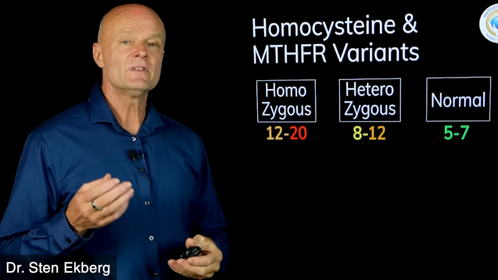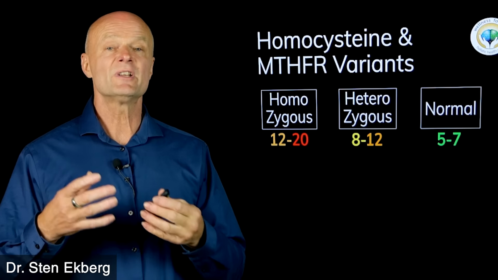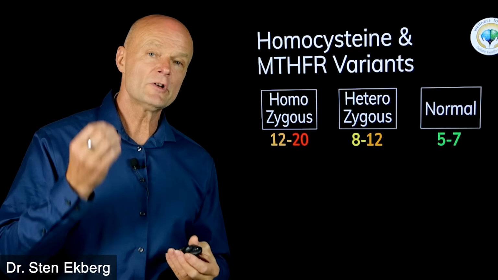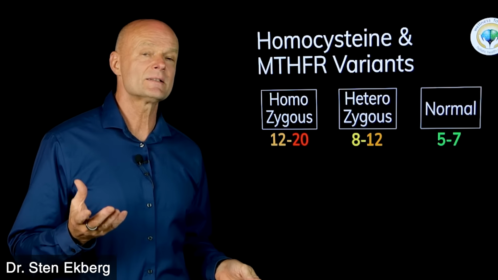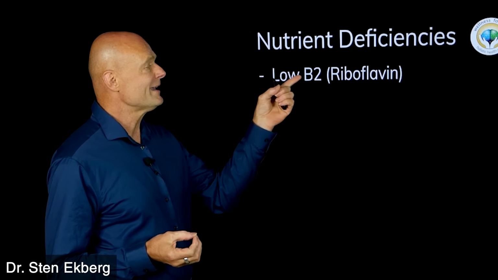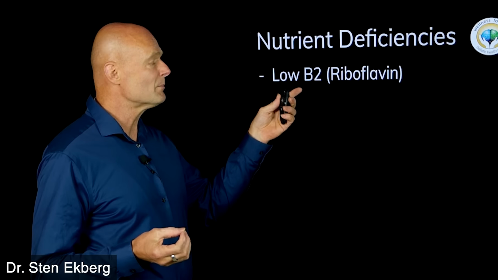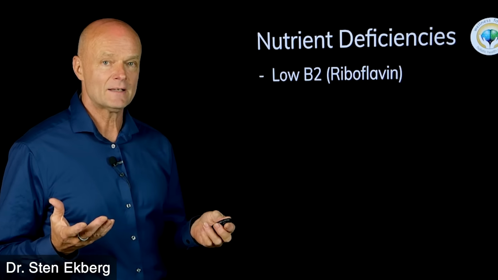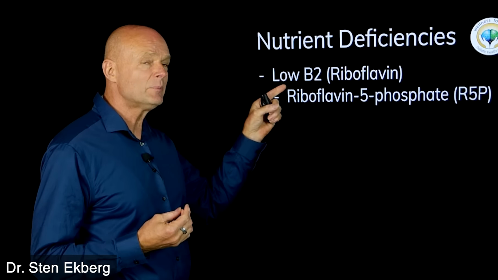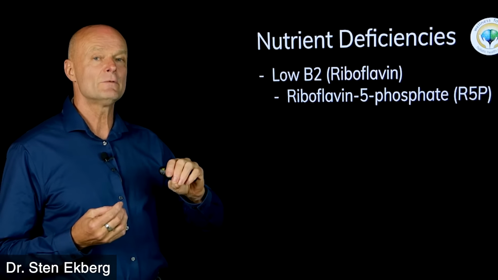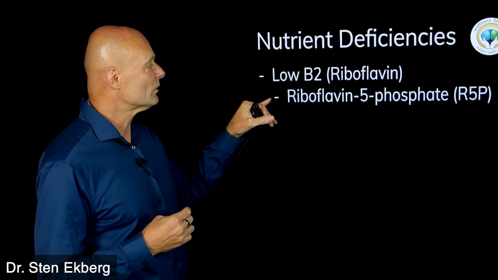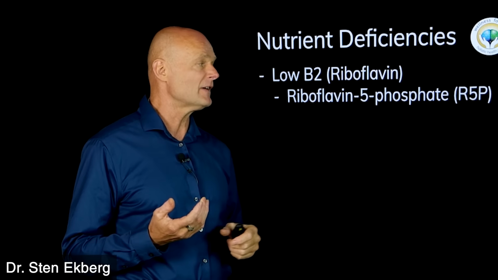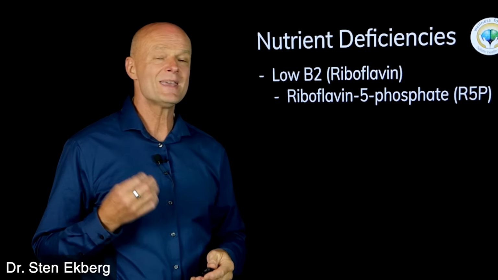But you also need some specific nutrients for your body to be able to convert this homocysteine into something else. So if you have nutritional deficiencies, that's going to reduce the ability regardless of what your genetic variant is. So if you're low in vitamin B2 or riboflavin, that can affect it. And if you're supplementing, you want to make sure that you get the active form that's best utilized called riboflavin 5-phosphate, or for short R5P.